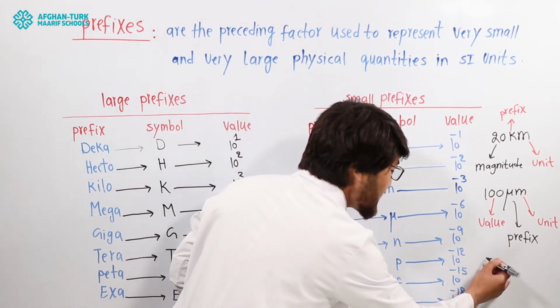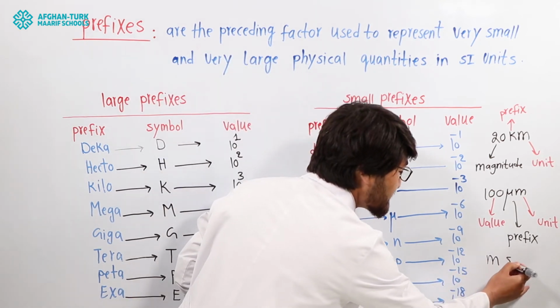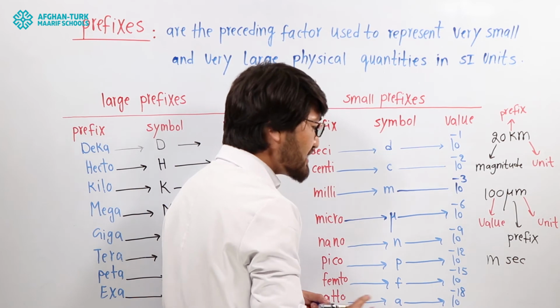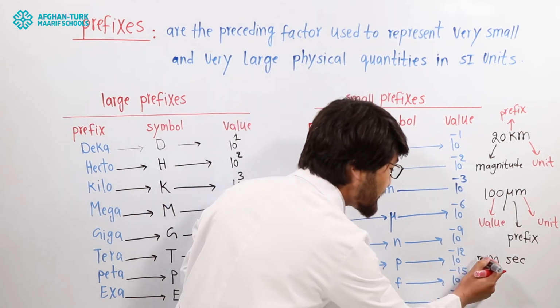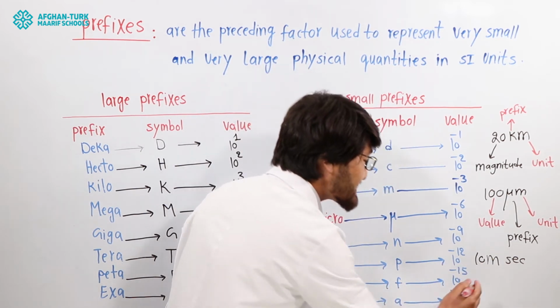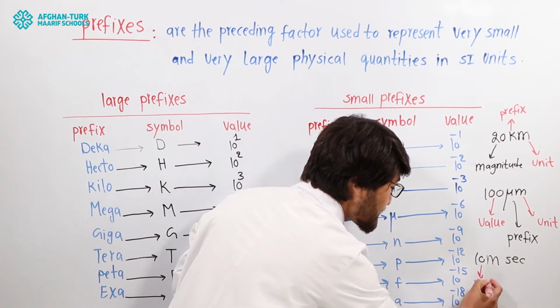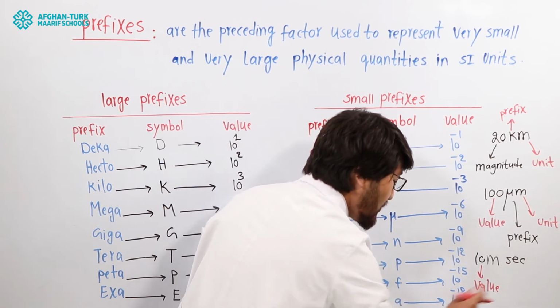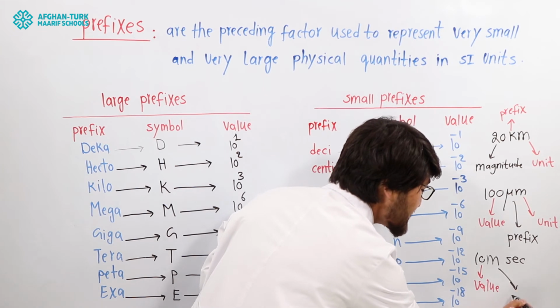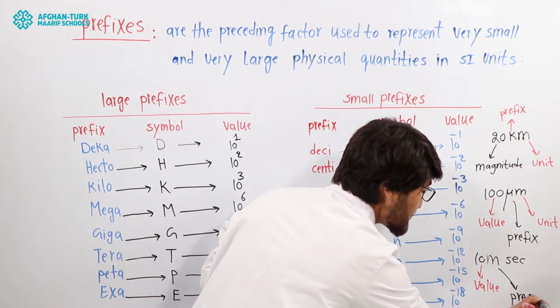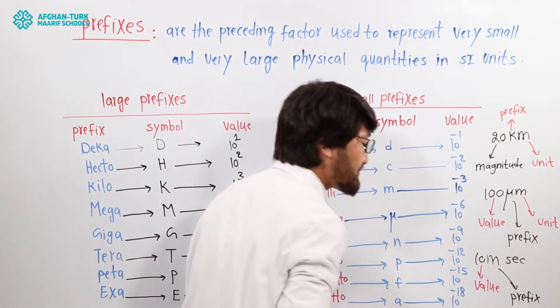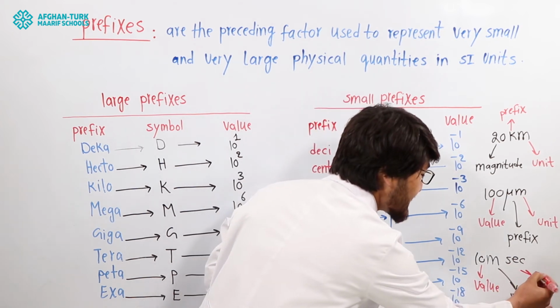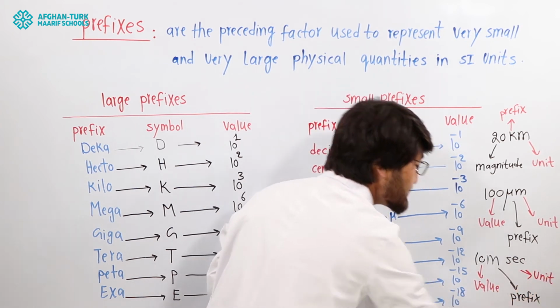Suppose here we have millisecond, for example, 10 millisecond. What is 10? The value or magnitude. What is milli? Milli is a prefix. Which prefix? A small prefix. What is second? Second is the unit, a fundamental unit.